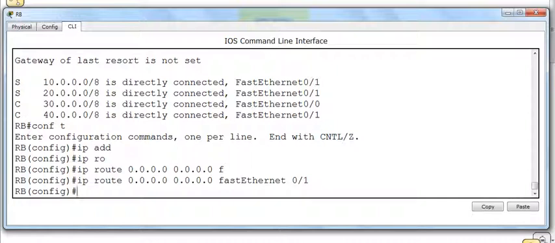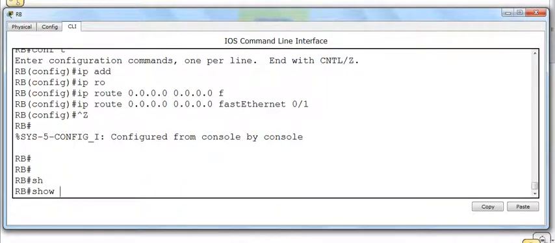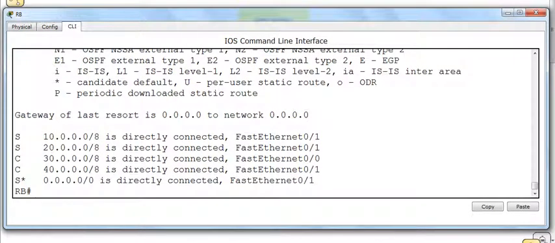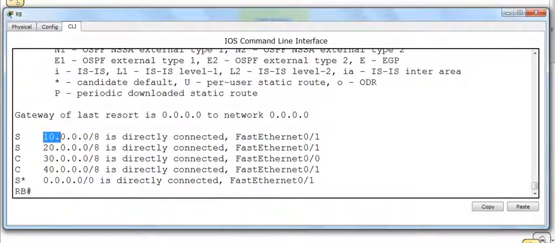Now, which one is more effective? When you have already given a precise route for a network, that will be considered, not the default route. The default route will be there, but for what? For the rest of the networks which are not known. Show IP route. I still have the static routes as well as the default route. When I'm trying to ping the 10 network from the 30.1.30.1 PC, since there is a precise match, it won't go for the default route.